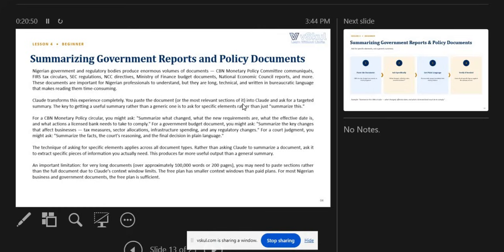Okay, now, talking about summarizing government reports and policy documents as lesson 4, we focus more on the Nigerian government and regulatory bodies, which we know produce enormous volumes of documents. CBN Monetary Policy Committee, FIRS tax circulars, SEC regulations, NCC directives, Ministry of Finance budget documents, National Economic Council reports, and more. These documents are important for Nigerian professionals to understand, but they are long, technical, and written in bureaucratic language that makes reading them time-consuming. Claude transforms this experience completely.